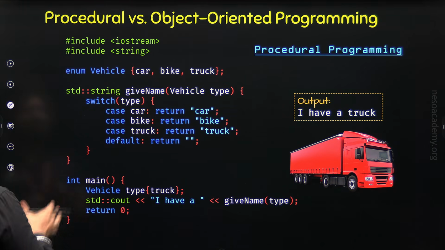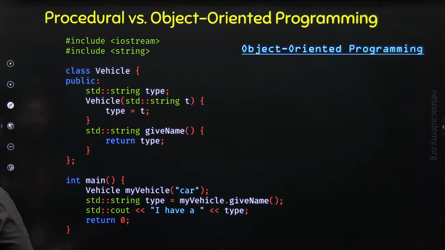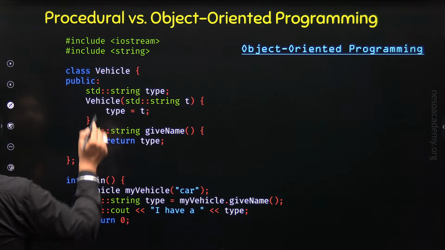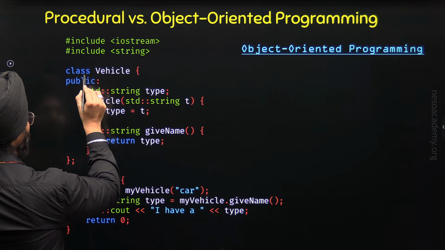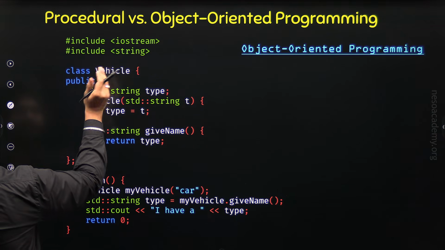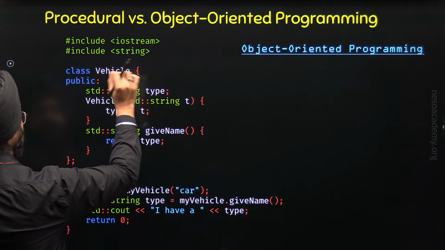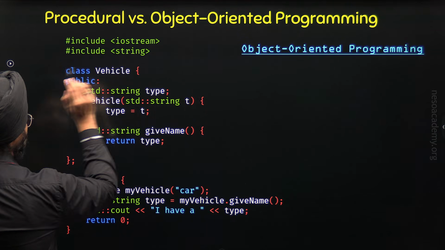Now let's design the same program through object-oriented programming. This is how we can design our program. Here I have defined a class, and the name of this class is vehicle. This is a user-defined type, just like the enumeration. So here I have defined a new type called vehicle.